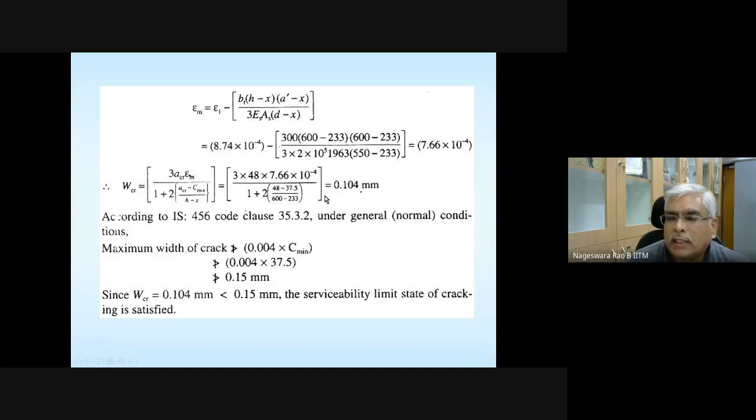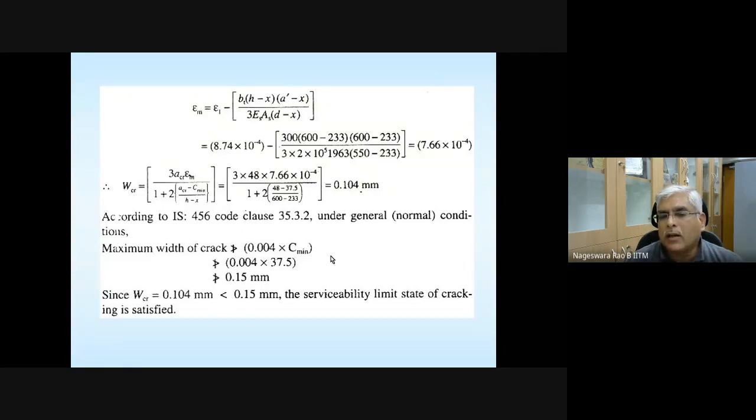Please use consistent units, otherwise this final value is not going to make sense. Okay, so crack width is coming out as 0.104 mm. And what is the code specified crack width?